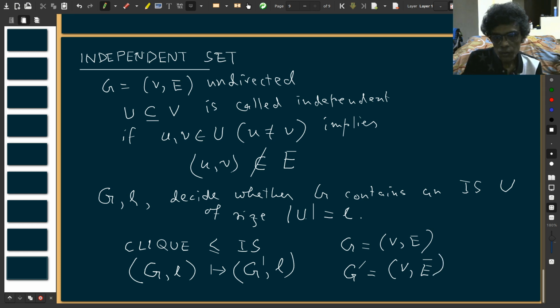So an edge exists in G if and only if it does not exist in G prime. Then G contains a clique of size L if and only if G prime contains an independent set of size L. That is fairly trivial and obvious. So this edge set is the complement of E in the set of all possible edges over V.